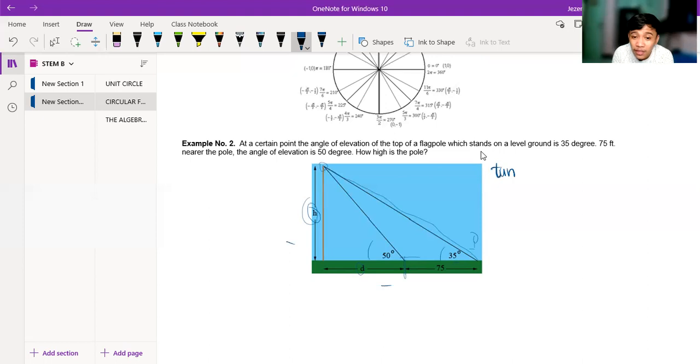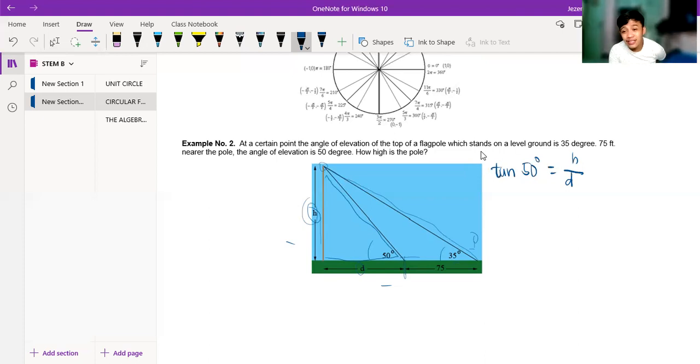Unahin natin itong 50. Ito mas maliit na triangle. Ang tawag dito, similar triangle. Kasi meron silang similar side, which is yung H. Okay? So, which is yung hinahanap natin. So, tangent 50 degrees is equal to, anong opposite niya? H. And ang kanyang adjacent is letter T. Okay?